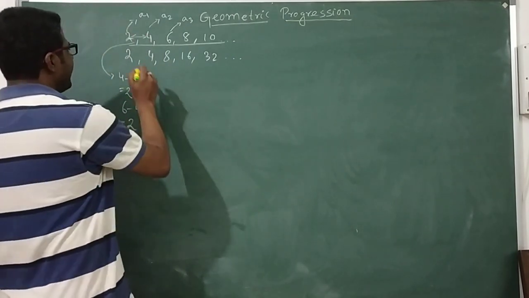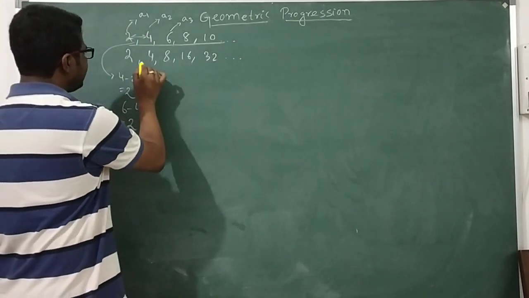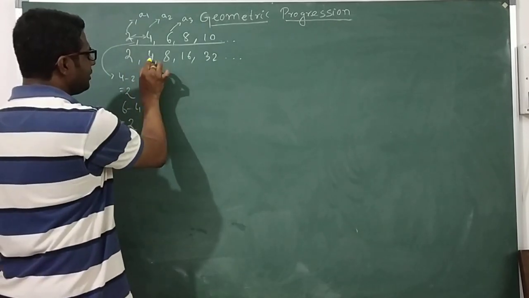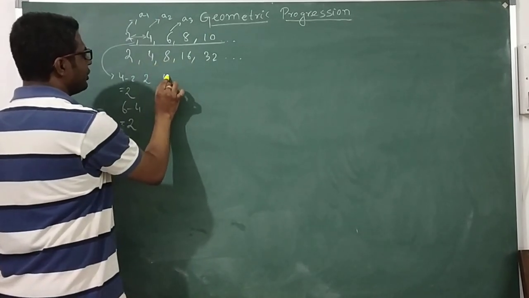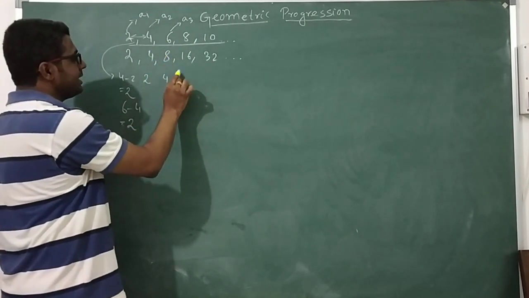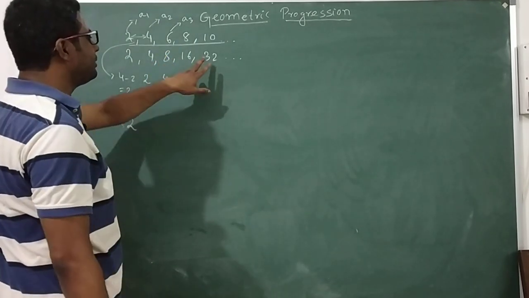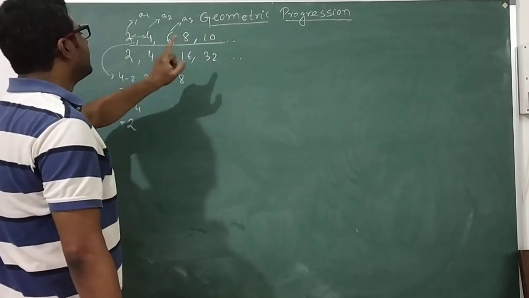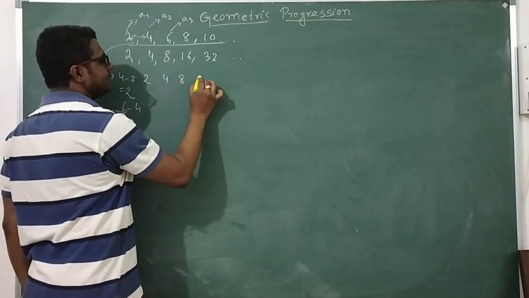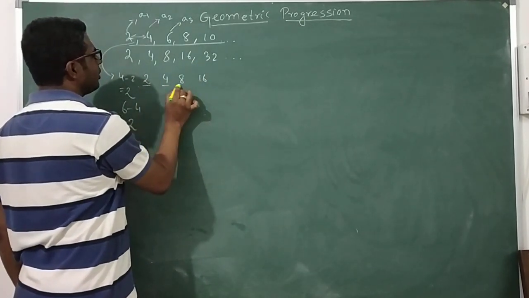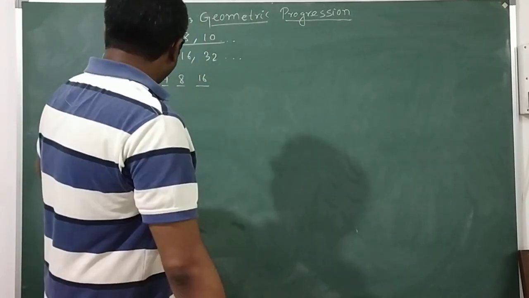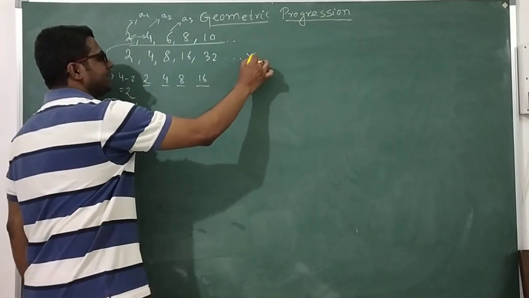Now coming to the next series that is given to us, let us check this also. The difference between the first two terms is 2. The difference between the second and the third term is 4, and the difference between the fourth term and the third term is 8. And the difference between the fifth term and the fourth term is 16. So the difference is not common. So this is not an AP series.